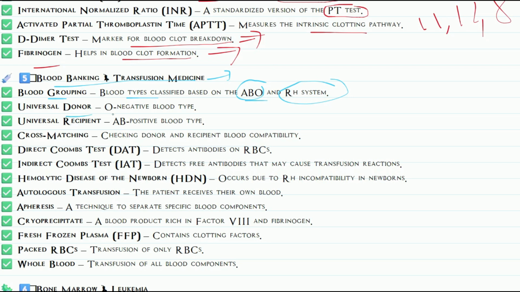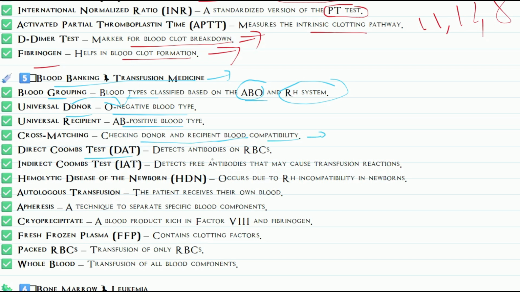Universal donor is O negative, right? Universal donor is O negative. Universal recipient is AB positive. Cross matching mainly helps in checking the donor and recipient blood compatibility, right? Before giving blood to any recipient or patient, we have to cross match, checking donor and recipient blood compatibility.